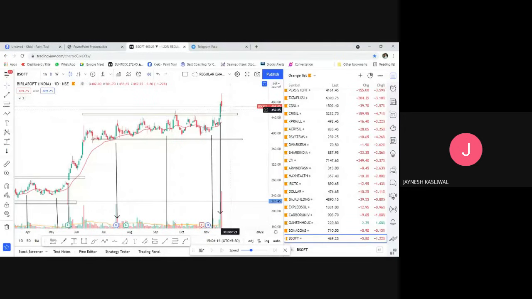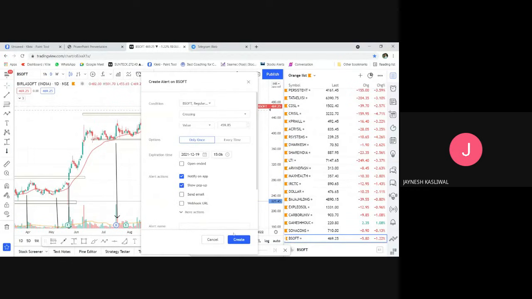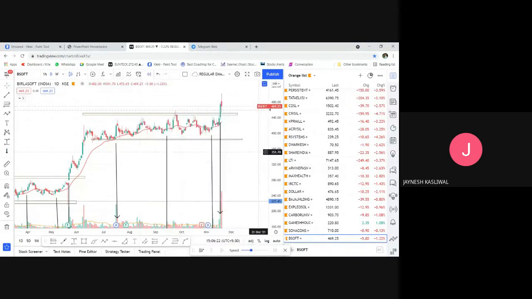So I click here, always in any chart, and select Add Alert. Okay, and Create Alert. So if the price touches 459.2 rupees or whatever the price is, my system will start beeping, or I will get a notification on my phone, and if my TradingView is on, then the TradingView platform will start vibrating to say that the alert has gone.